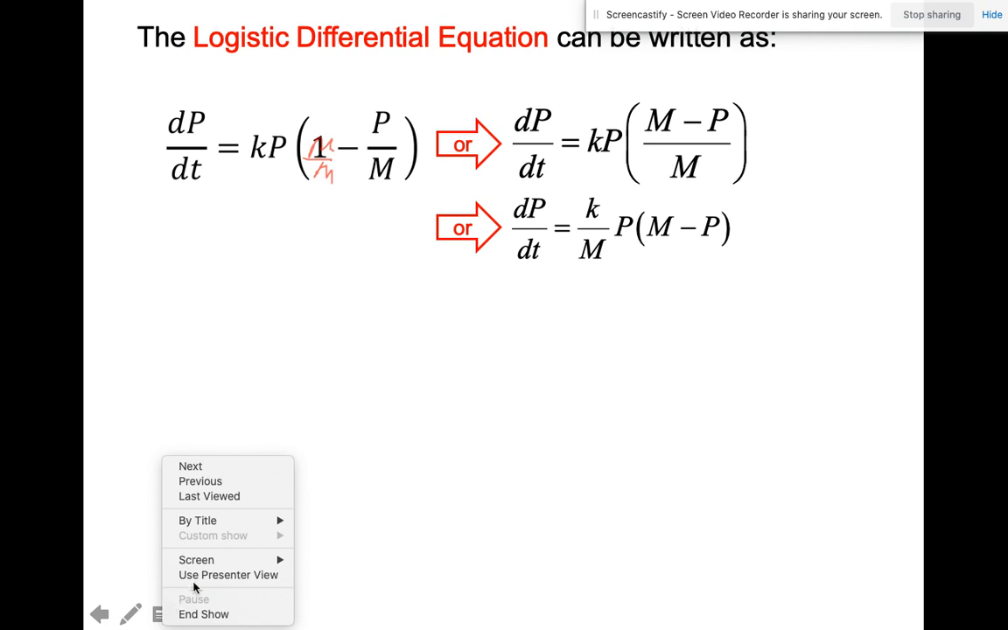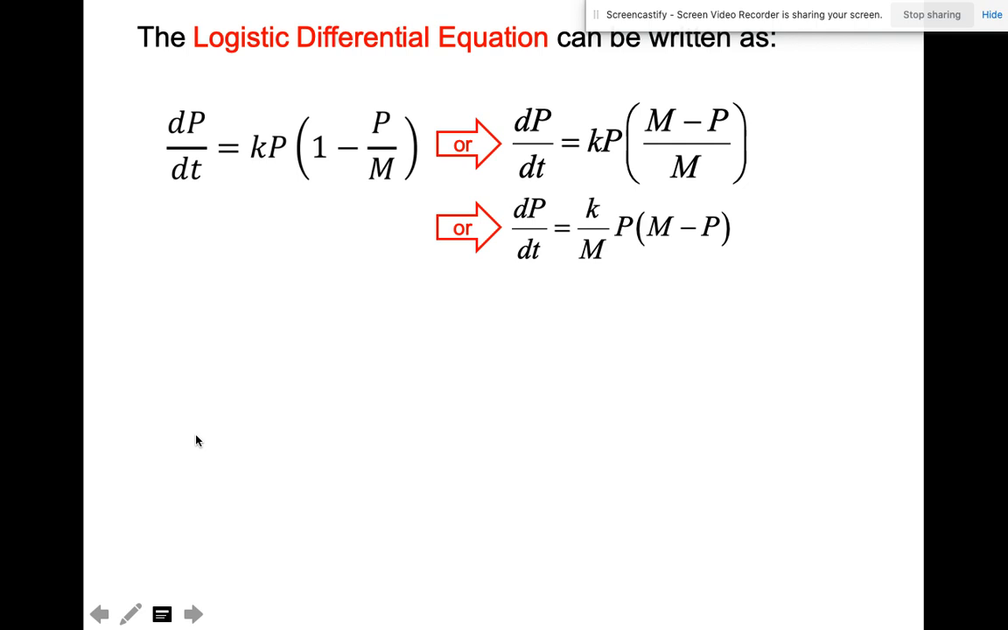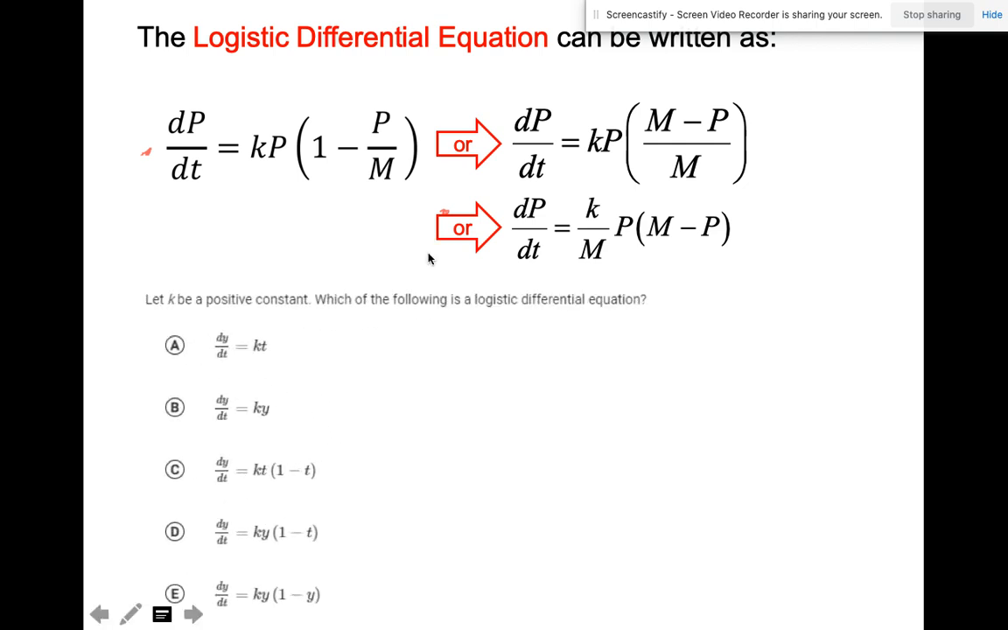The reason I took the time to show this is because one of the things AP tests you on is just recognizing the logistic differential equation. Most often I've seen it presented in either this or this form. I'll give you some examples like that on a handout. So speaking of the handout, the sub should have a classwork handout where the front of it is some multiple choice. Look at this. Let K be a positive constant. Which of the following is a logistic differential equation?